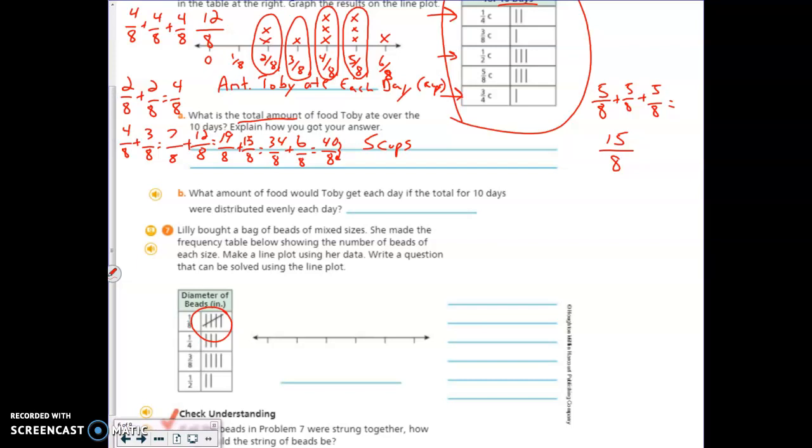So this last question that we are going to handle for today, guys, says, what amount of food would Toby get each day if the total for 10 days were distributed evenly each day. So this one, we kind of skipped this on yesterday's lesson because it's averaging, which is the same thing here. But now we see that magic word of each. So now we're going to take our total of 5 cups right here, and we want to take that 5 cups and we want to divide it into 10 days.